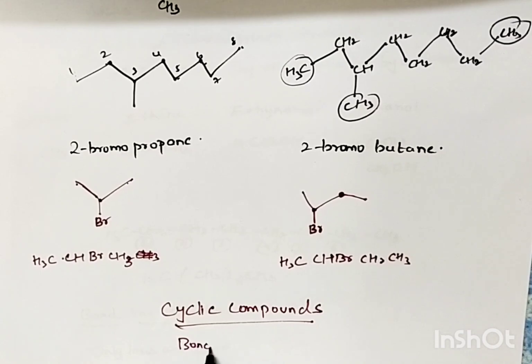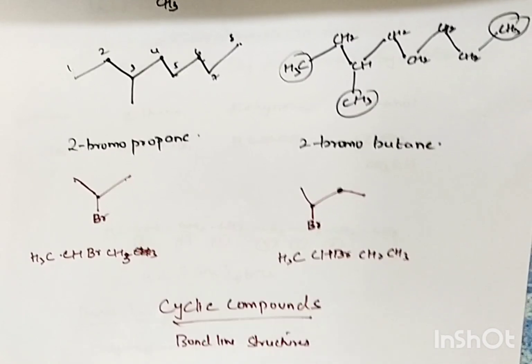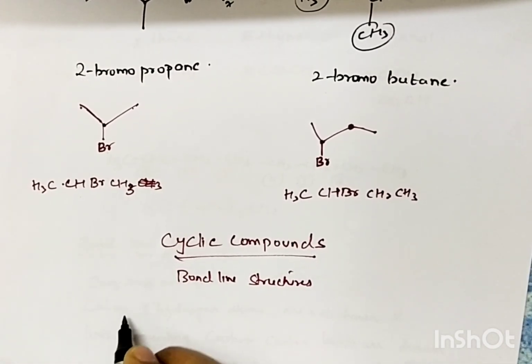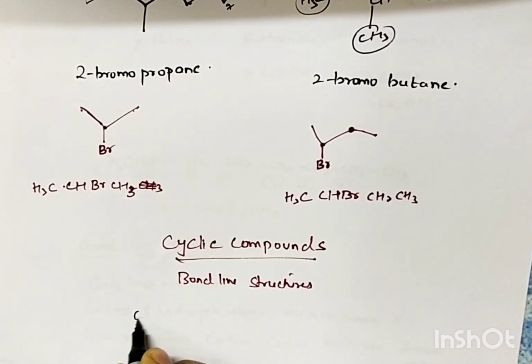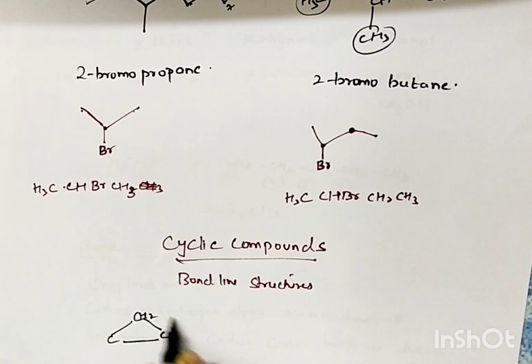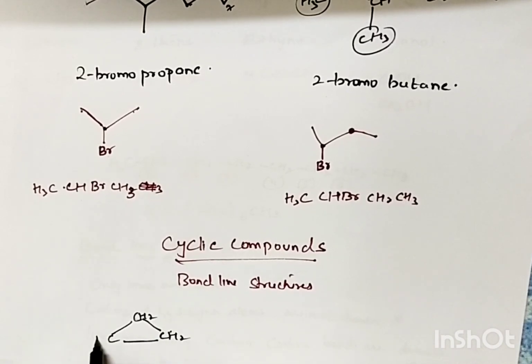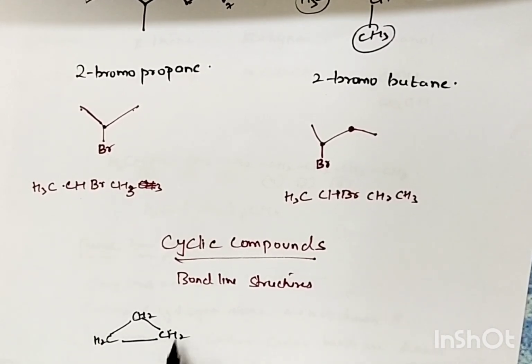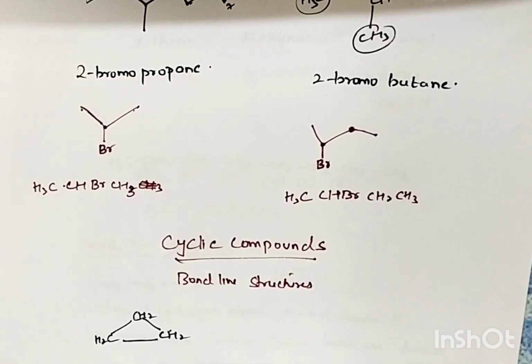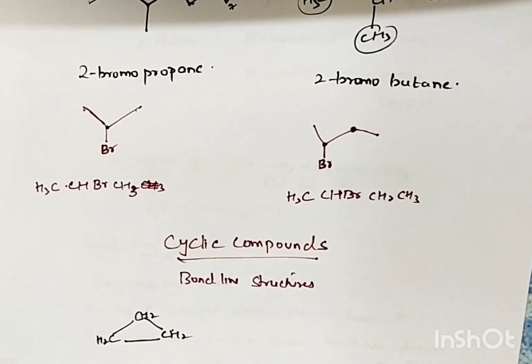How to represent bond line structures. See, there is a closed structure. So 1 carbon, 2 carbons, 3 carbons, and there is a CH2, CH2, and CH2. This is a cyclo, closed. So the name is cyclo. How many carbons are present? 3. So the root word becomes prop. All are single bonds. So cyclopropane.